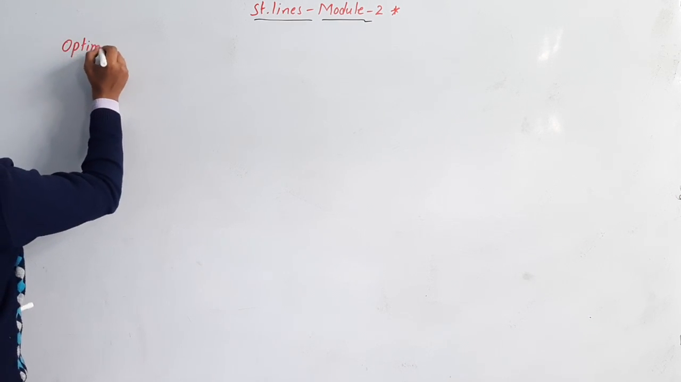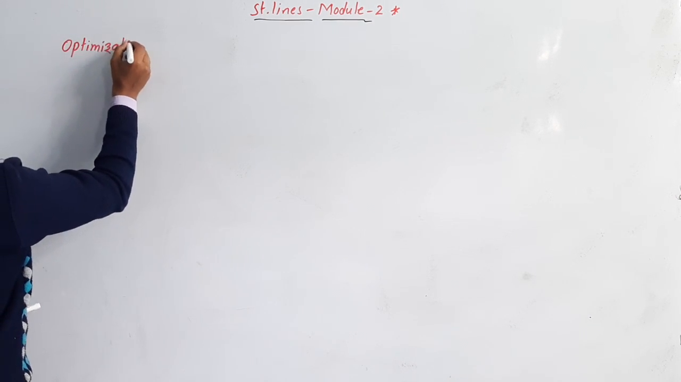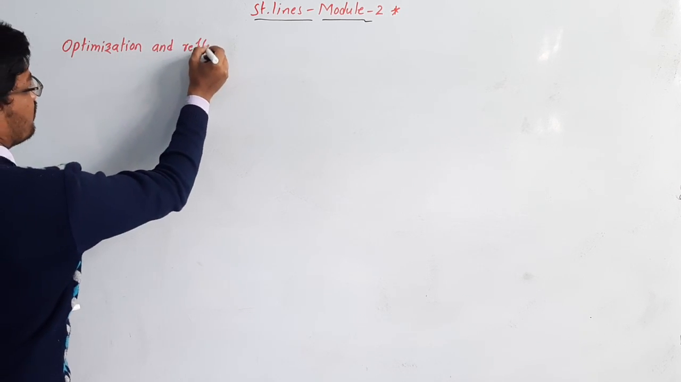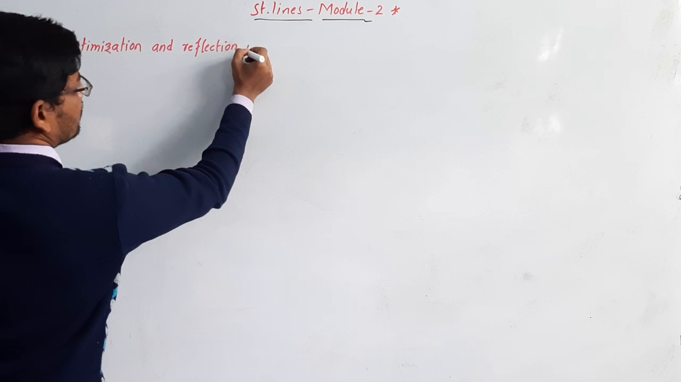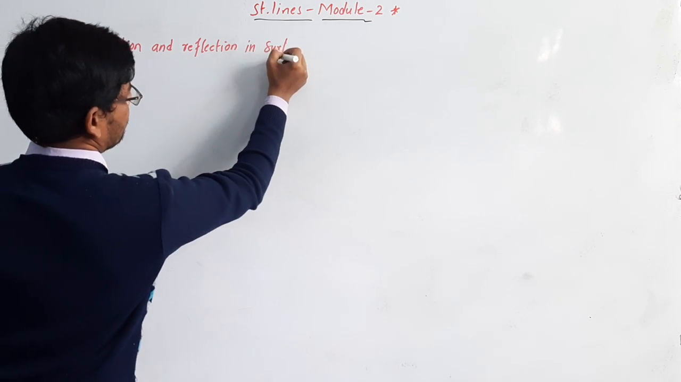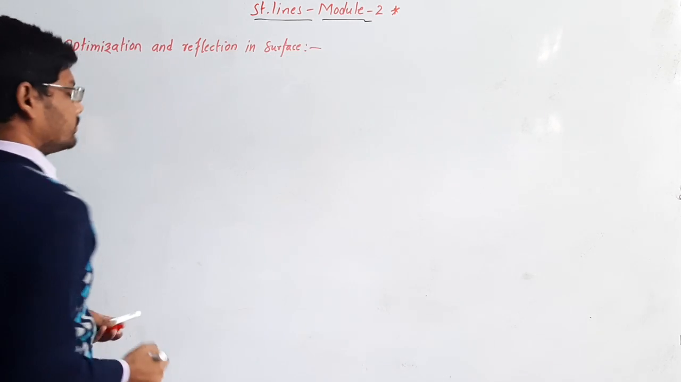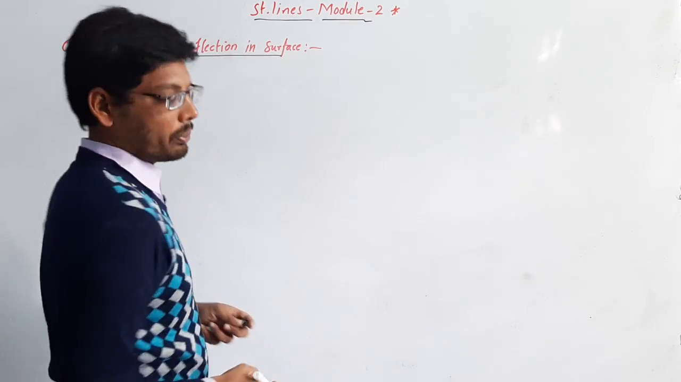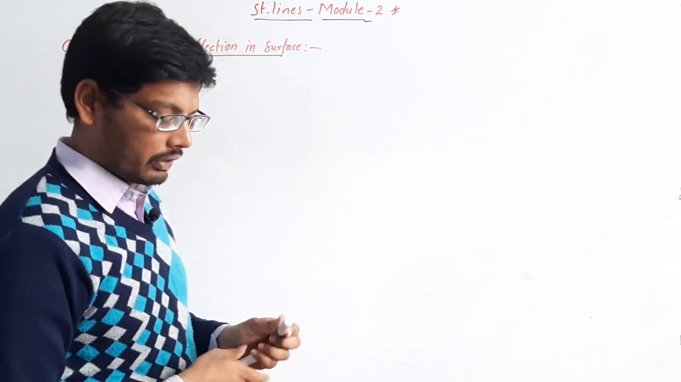Optimization and reflection in surface. This is the topic name. In this topic, the question number is 57.